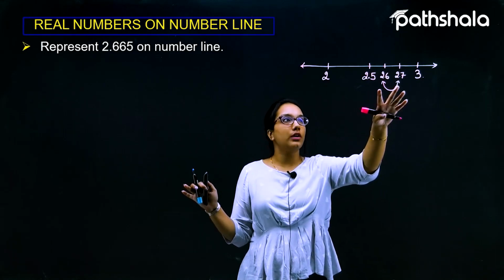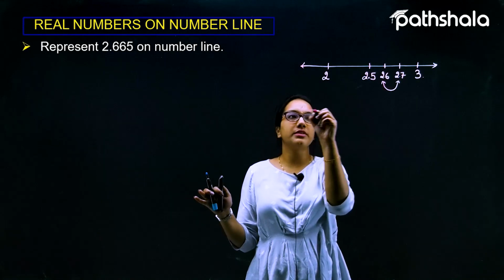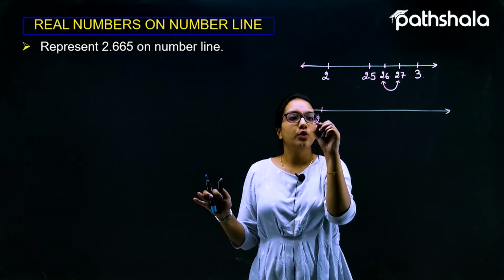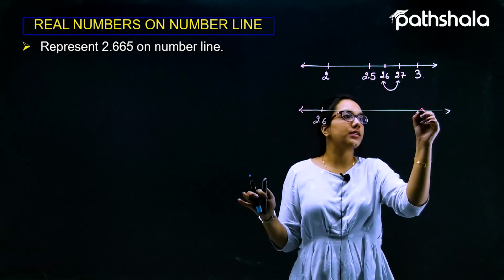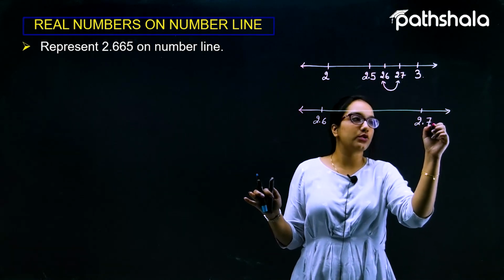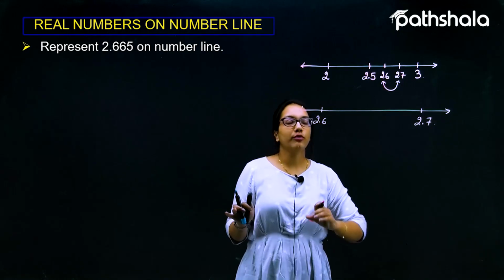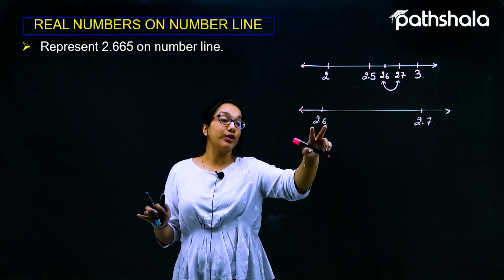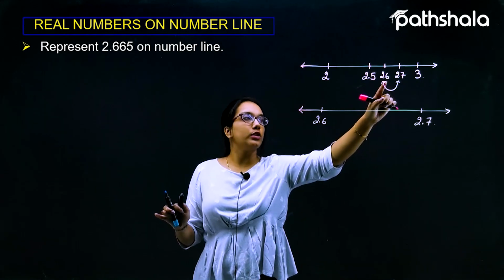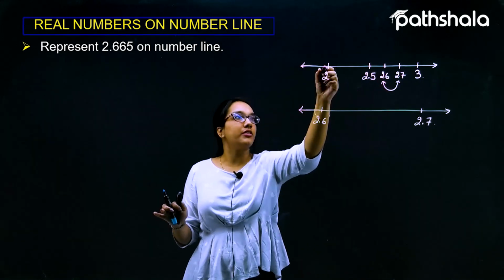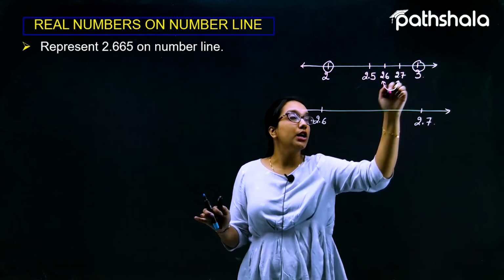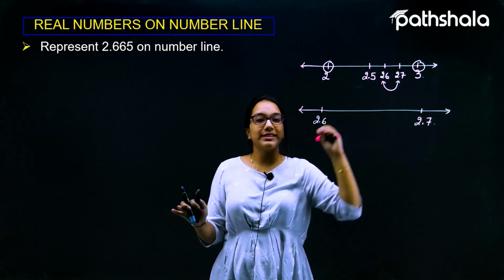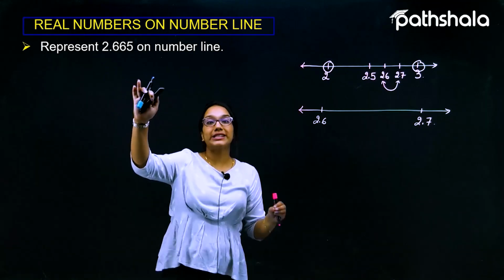This step is all clear to us: in order to represent 2.665 on the number line, we just have to plot 2.6 and 2.7 on the number line. This is our first step. First of all, we find 2.6 on the number line. We are done with locating 2.6, and as we know, 2.6 and 2.7 lie between the points 2 and 3. So 2.6 is over here, 2.7 is over here. Now the second step is to locate 2.66.